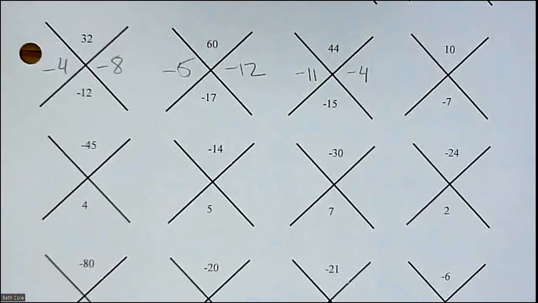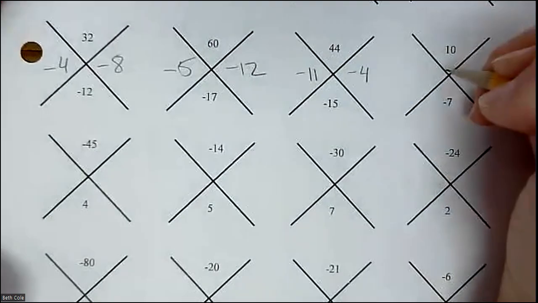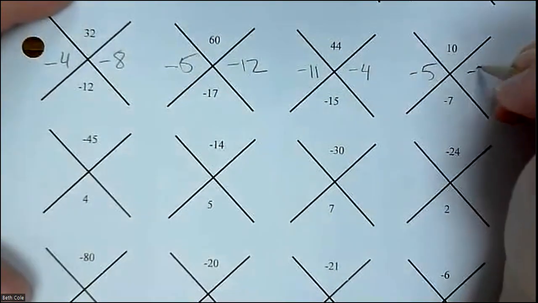They add to be negative 15. All right, how about 10? You need numbers that multiply to be 10, but they will be -5 and -2.